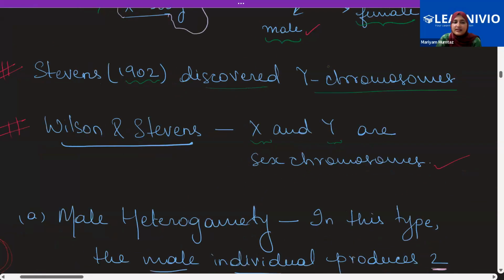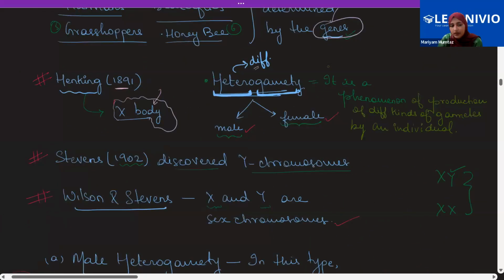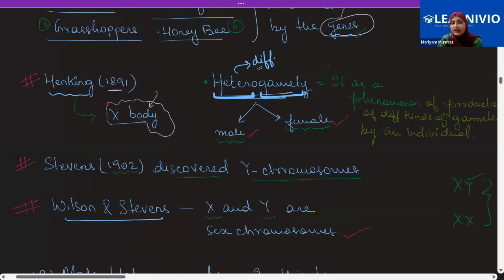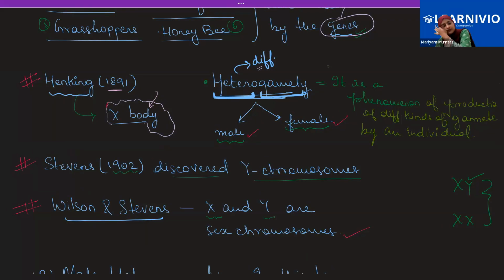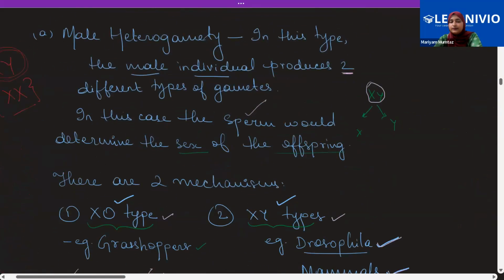See, here are some discoveries. If you want, you can remember them. Henking in the year 1891 discovered the X body, the X chromosome. Then Stevens in the year 1902 discovered the Y chromosome. And Wilson and Stevens together said that the X and Y chromosomes are the sex chromosomes. They are not the body chromosomes.